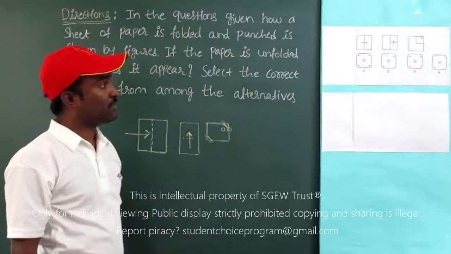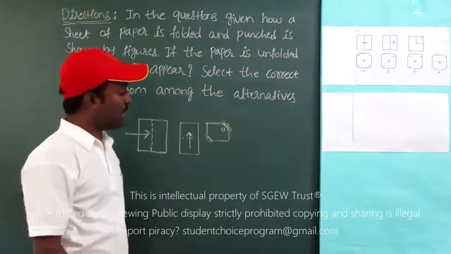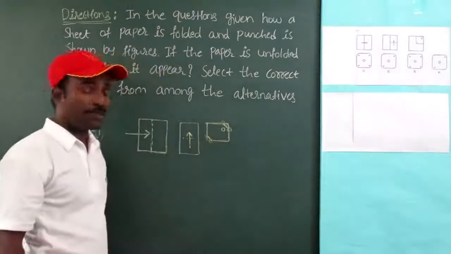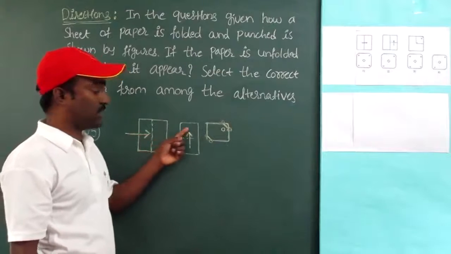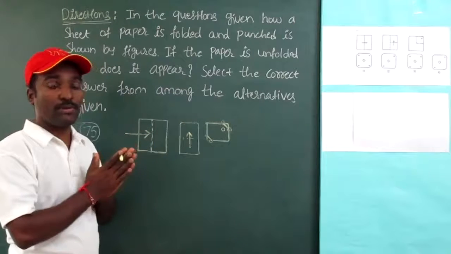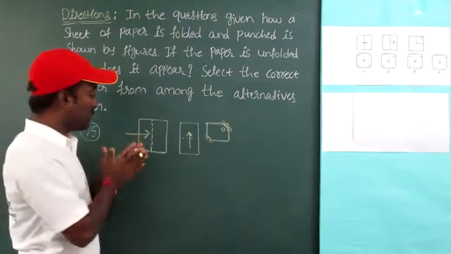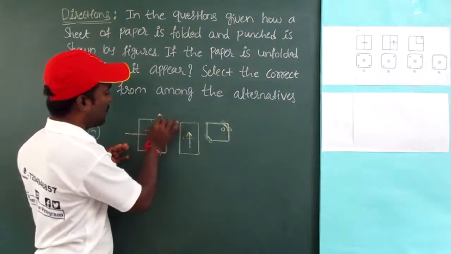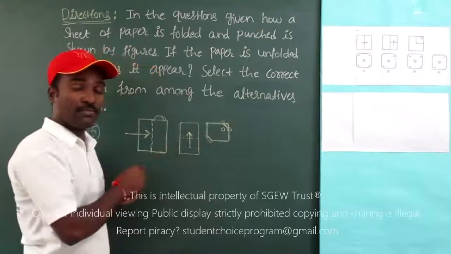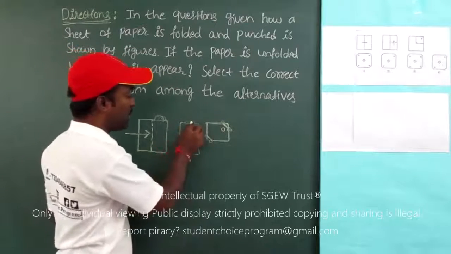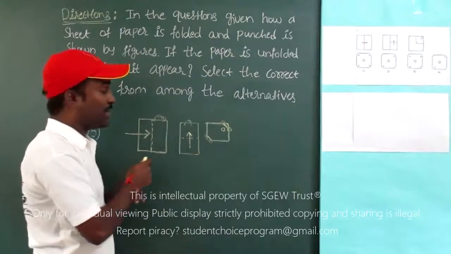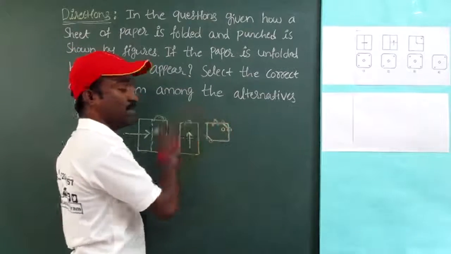In the first option you can see 4 holes. The paper is folded in this direction first and then in this direction. As I said in the previous example, whenever you fold a paper, you should remember how many layers are becoming. Once you fold this paper, how many layers will be present here? 2 layers. In the second fold, how many layers will come? Here I already have 2 layers and this paper is folded like this. So then I will get 4 layers here.